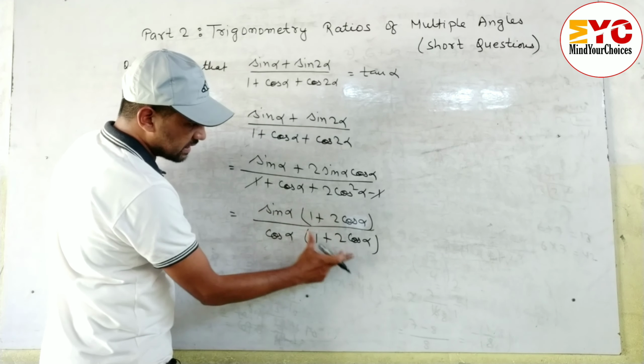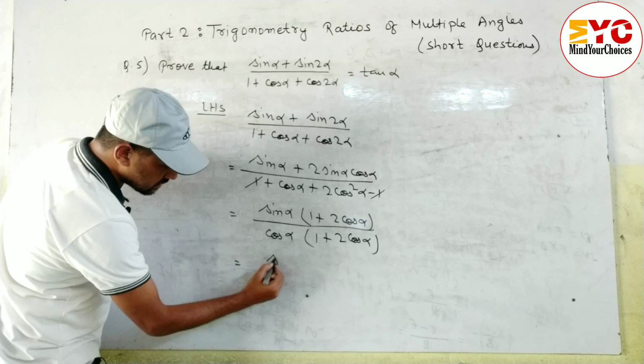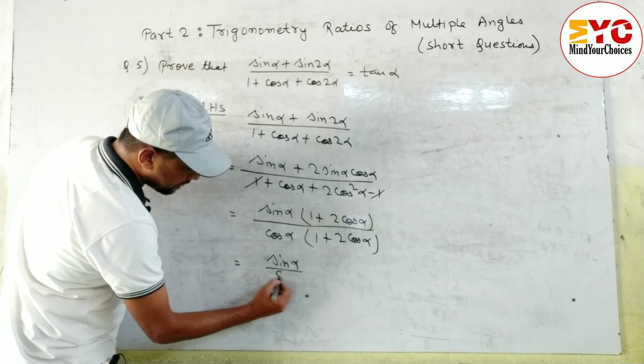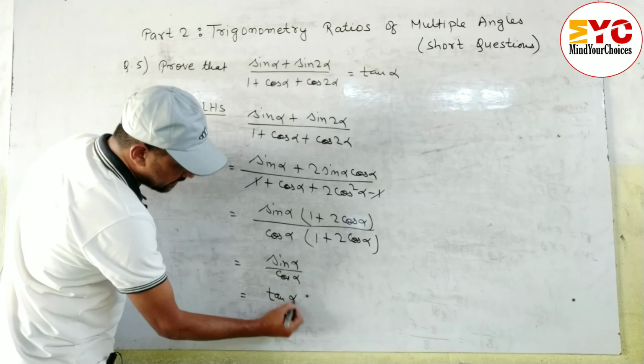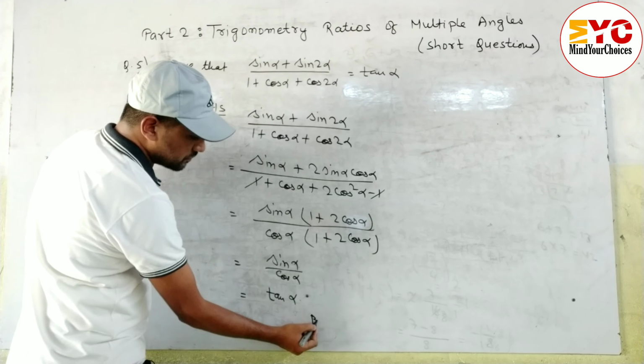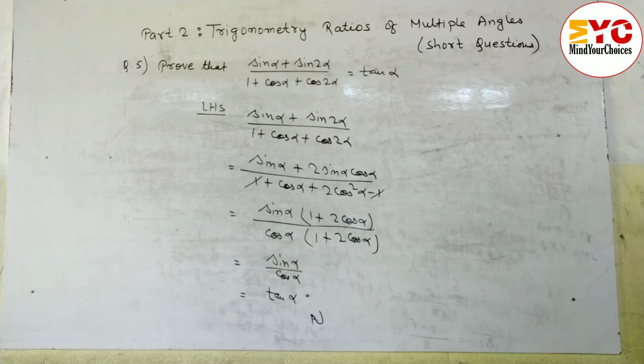Now you can see we can cancel this 2. So we can cancel it, and remaining is sin by cos, sin alpha by cos alpha. Sin by cos alpha means tan alpha. RHS proved. Okay, this is question number 5. Now look at next question number 6.